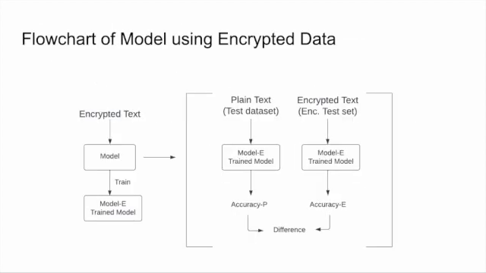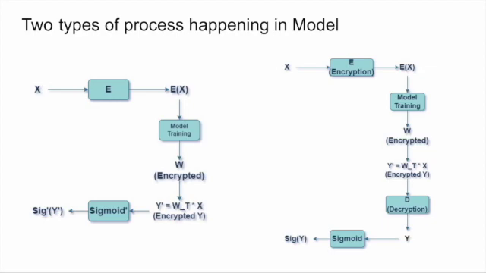Now here is the flowchart of the model using the encrypted data. This is the main model that we have built, because we need to preserve privacy, so we can't use the plain text to train our model. So we used the encrypted text to train our model. After that we get the trained model E, and on model E we again used the plain text as the test data set and the encrypted text as the test data set, to compare the accuracy of both.